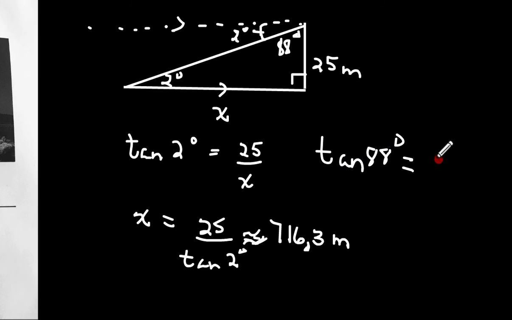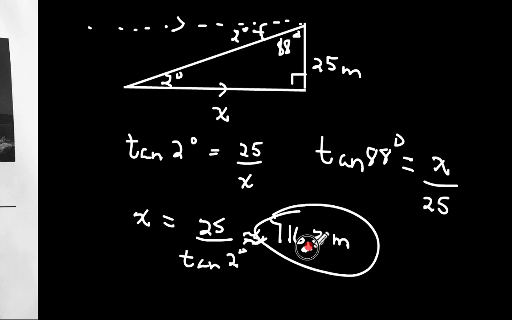So we would have gotten x, tangent of 88 is opposite over adjacent. So we cross multiply on that one and we would get the same thing. Approximately, this is a point. So it's going to be approximately 700 meters.